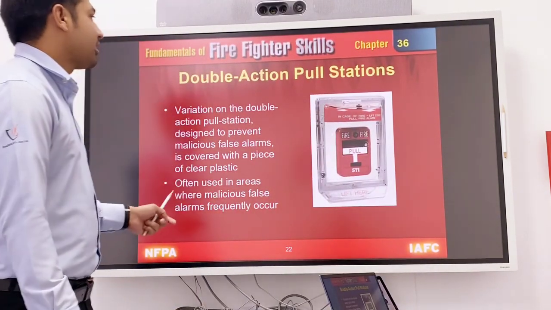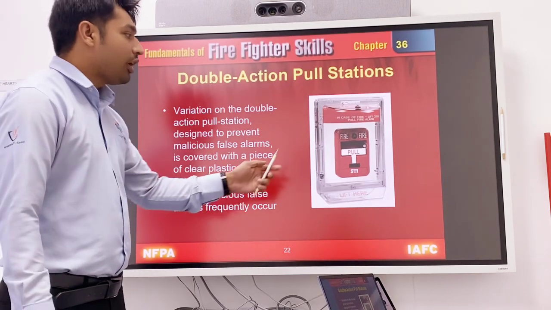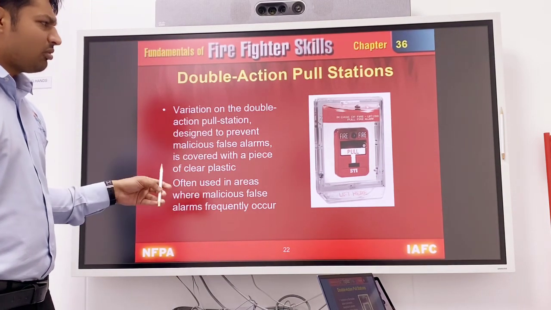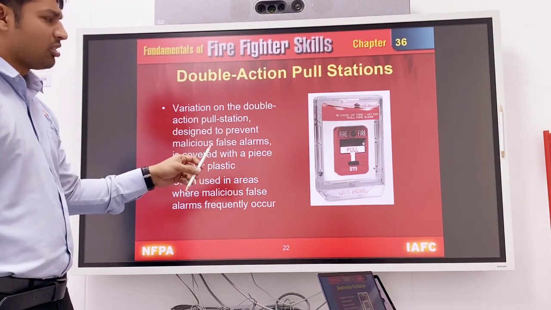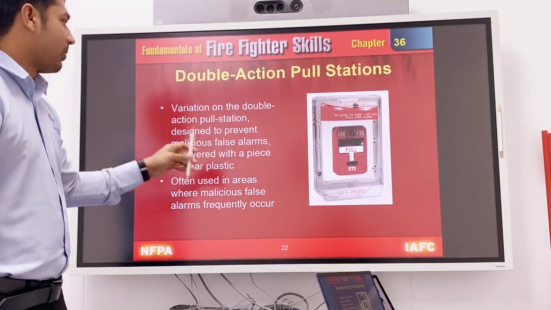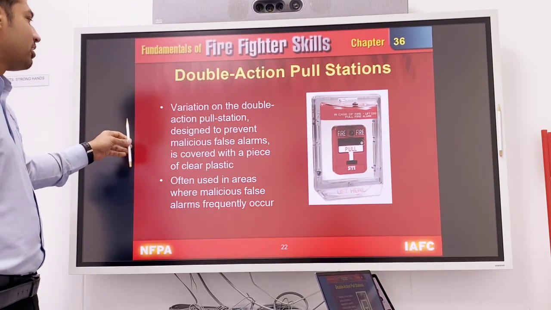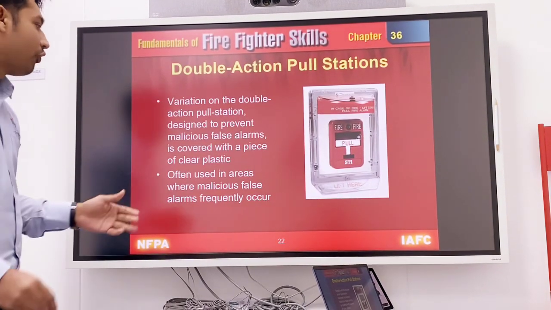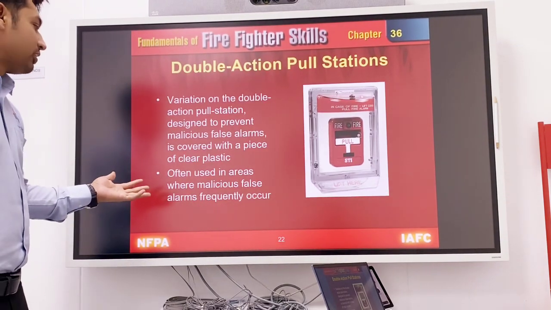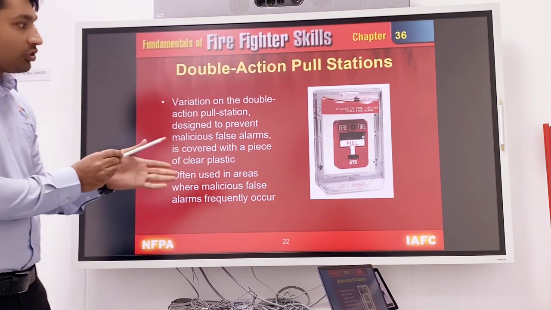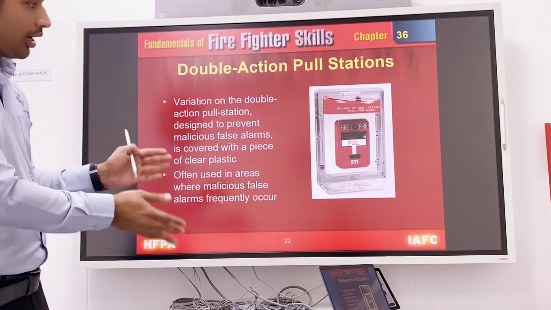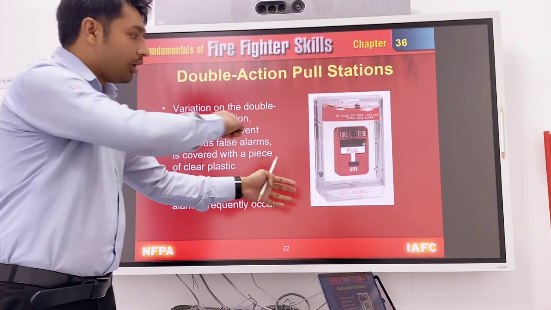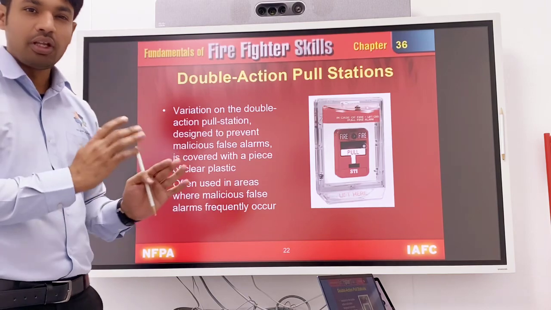The next one is the double action pull station. Right now we are using this sort of button because it has a security feature to avoid false alarms. A variation on the double action pull station, designed to prevent malicious false alarms, is covered with a piece of clear plastic, often used in areas where malicious false alarms frequently occur. This is for the safety of the fire department, because when you try to pull it, you have to open the glass and then trigger the pull station. So these are more secure than the other one.